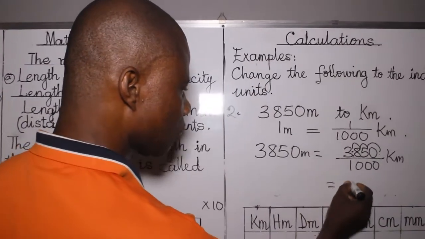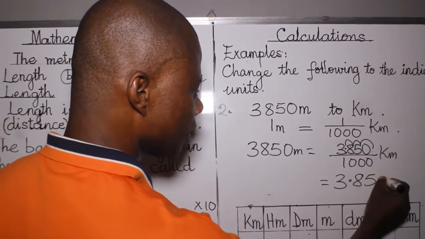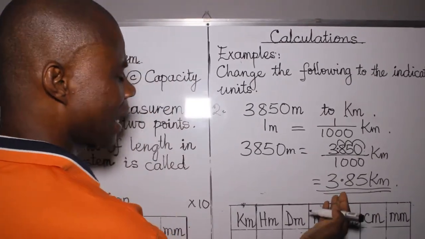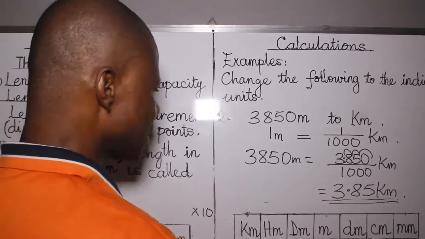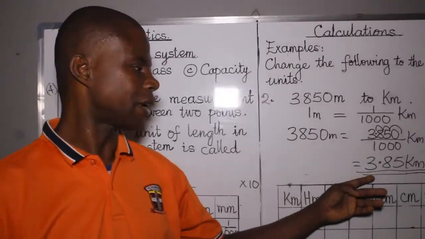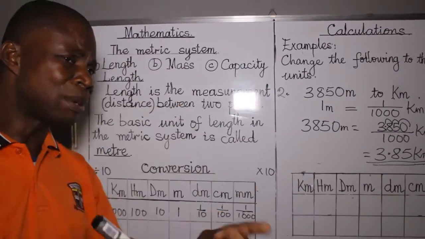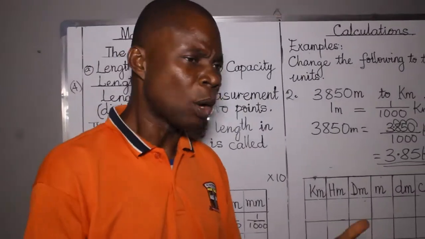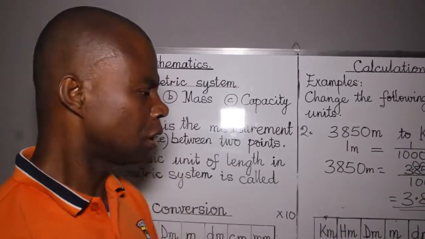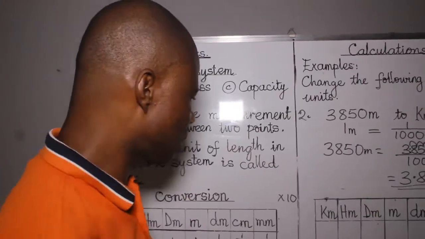So our final answer equals 3.85 kilometers. But whoever writes 3.850 is still the same. It's correct. But the best answer is 3.85 kilometers. Now the simplest way, I said, is using the table, whereby you don't need to convert from one unit to another doing your calculation. You just fix the figure according to the question and your answer pops out.